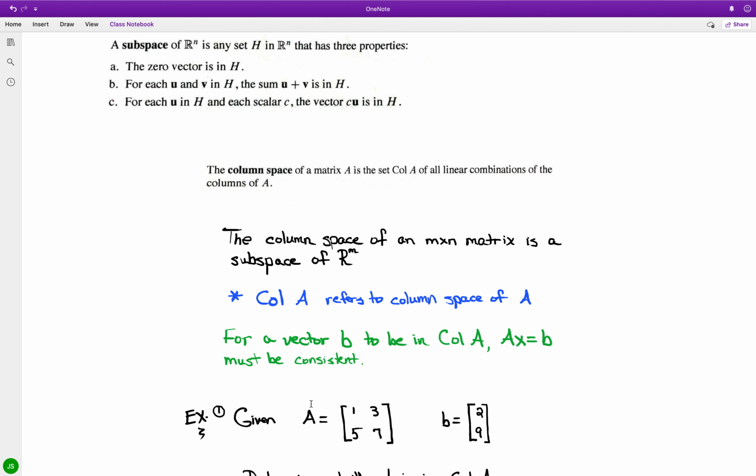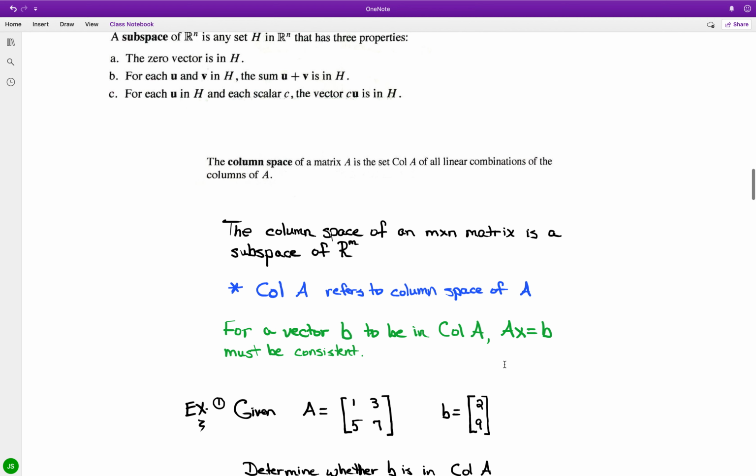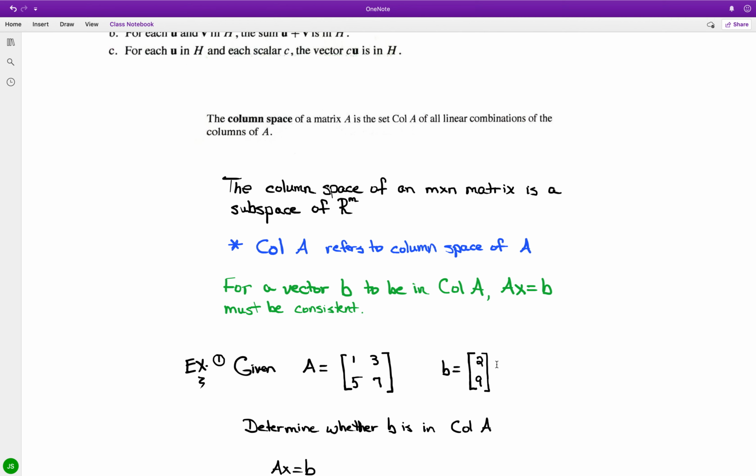For a vector B to be in the column space of A, we must have that AX equals B is consistent. So we need a consistent system. As an example, for our coefficient matrix A, we have a 2 by 2 arrangement where the first row has the elements 1 and 3, the bottom row has 5 and 7, and the given vector B has the elements 2 and 9. We want to determine whether B is in the column space of A.